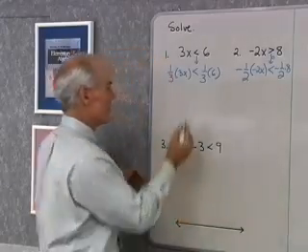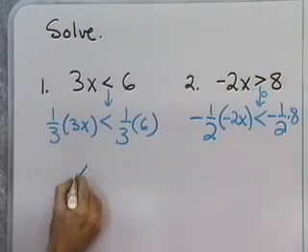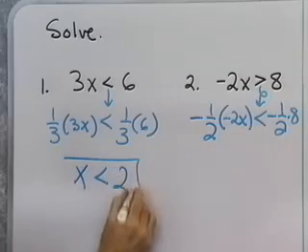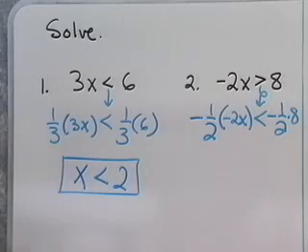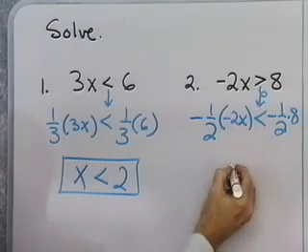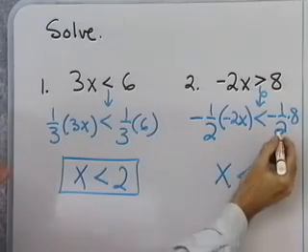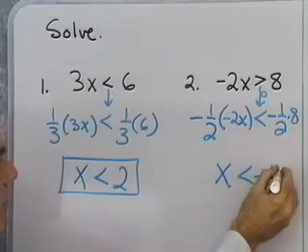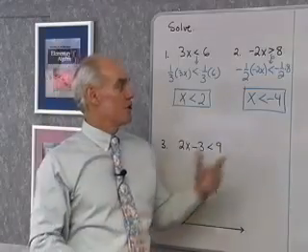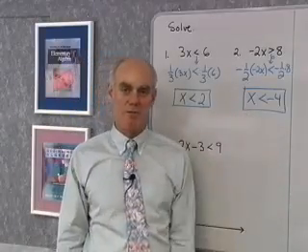Let's finish these problems. 1/3 times 3x is x. 1/3 times 6 is 2. My solution is all real numbers x such that x is less than 2. On the other side, negative 1/2 times negative 2x is x, less than negative 1/2 times 8, negative 4. So that's all real numbers that are less than negative 4. So there's a look at the multiplication property for inequalities.